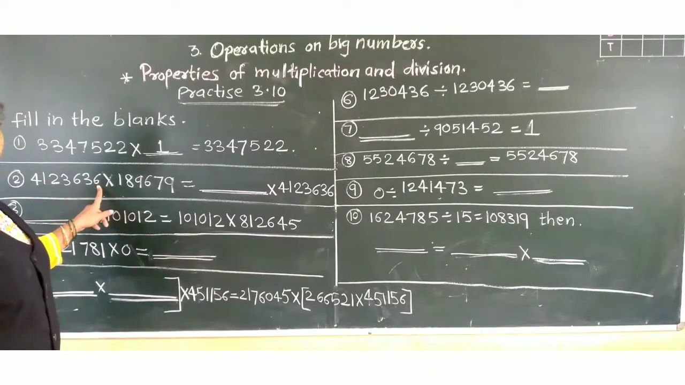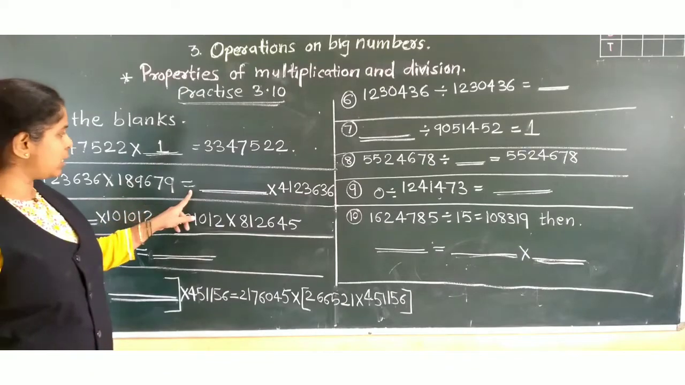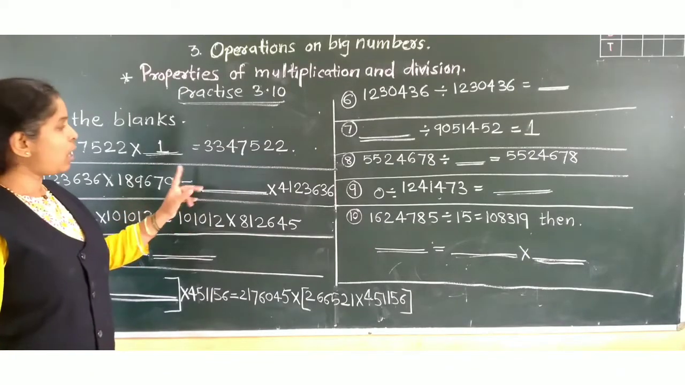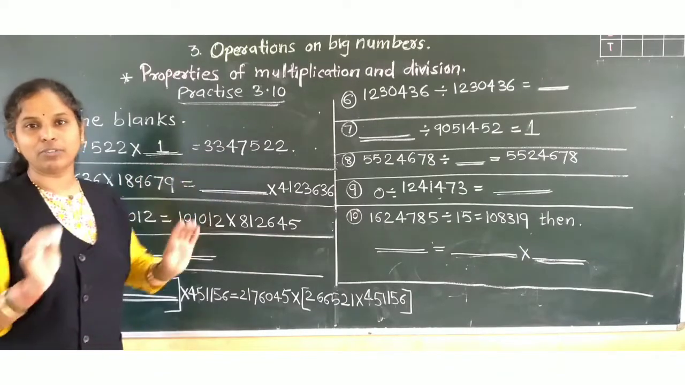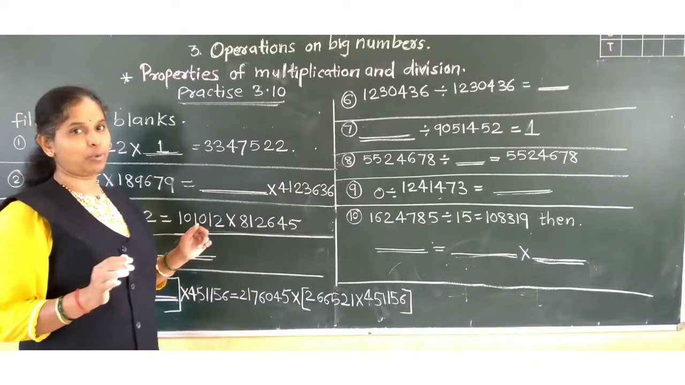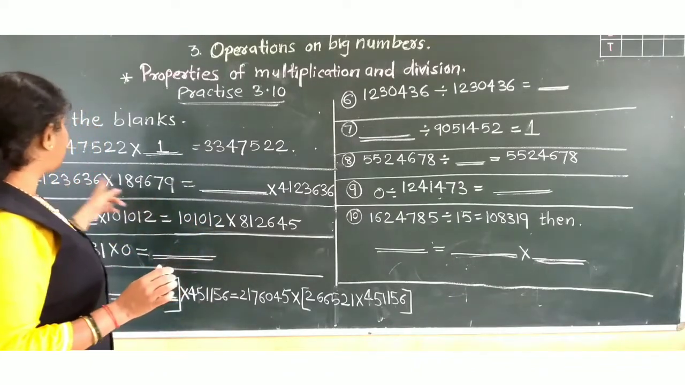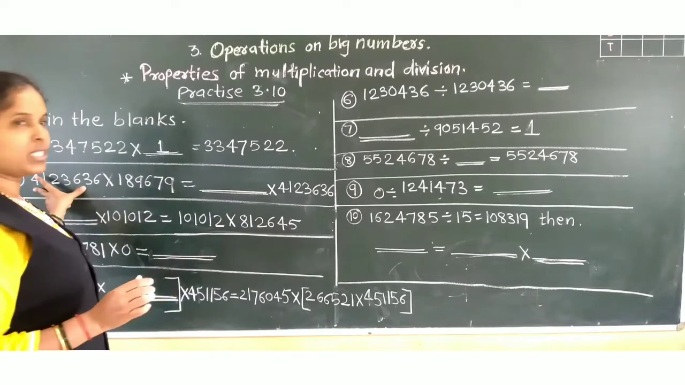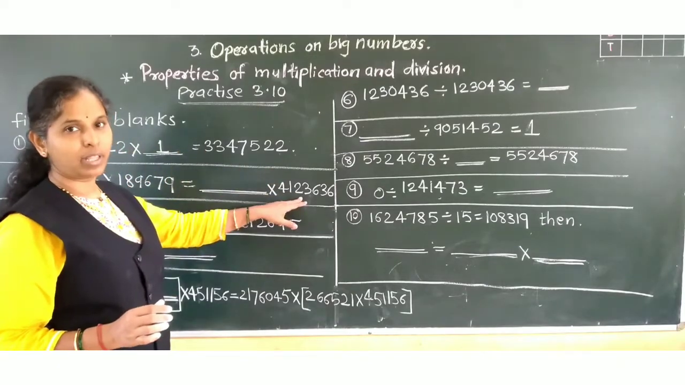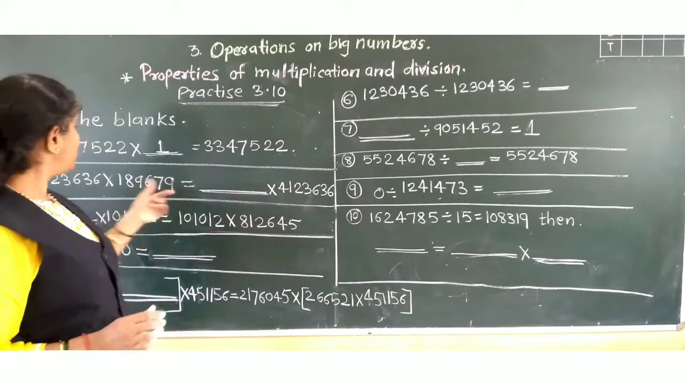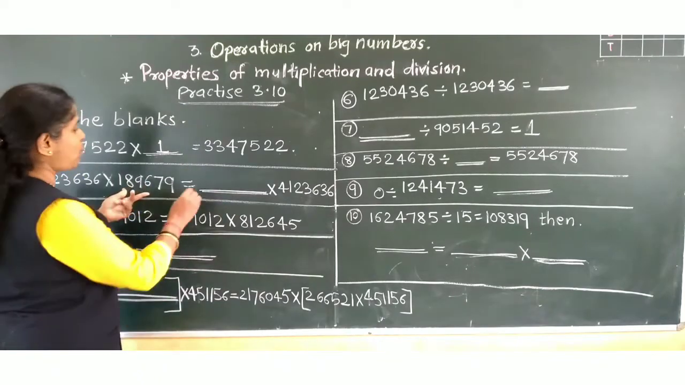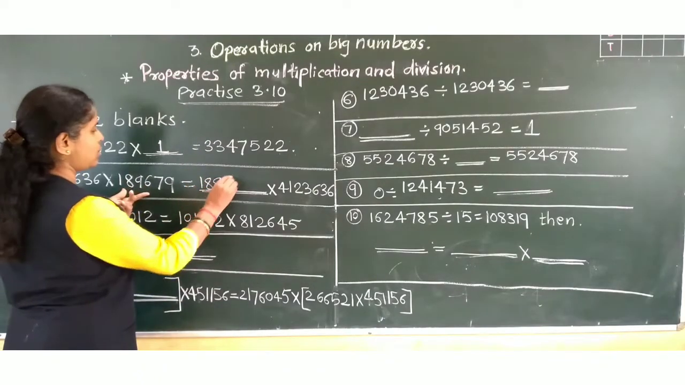Now, next here. This number is multiplied by this number is equal to. Now here the orders are just reversed, according to the second property. See here, now here the first number is at the second place. Then which number will be at the first place? The second number, according to the property. Correct?